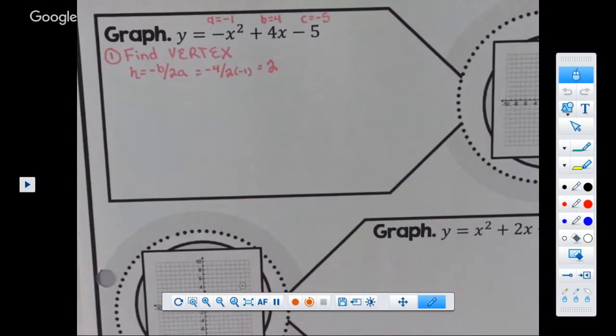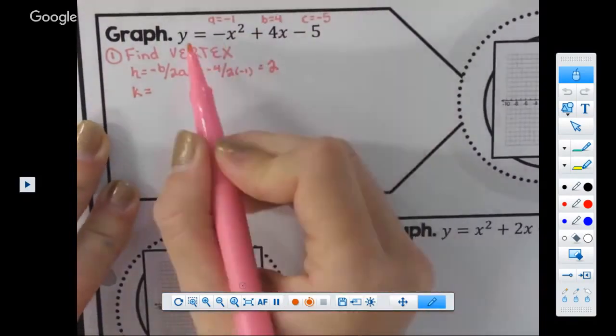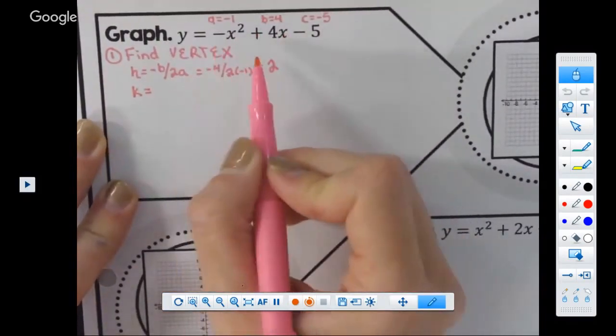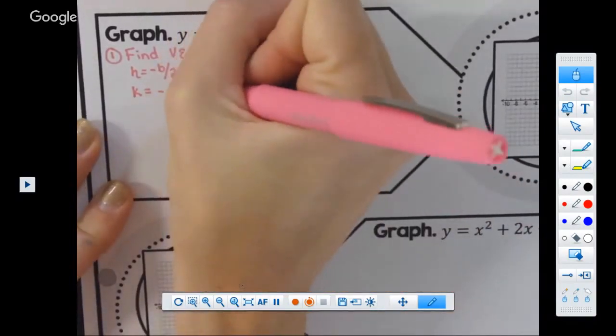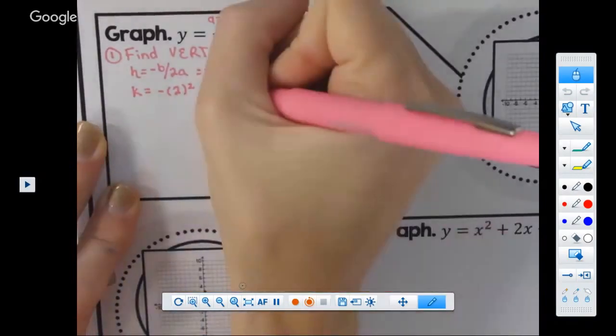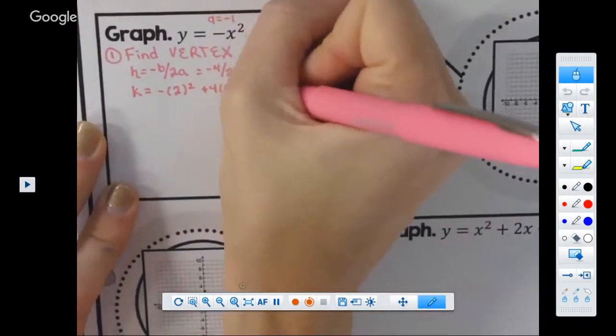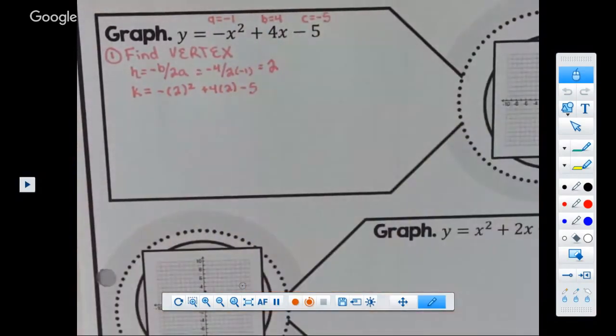Y'all remember how we then find the second half of the vertex? We just plug it in. So to find K, plug it in for all the X values of the given function. So I'm going to say, okay, we have negative 2 squared plus 4 times 2 minus 5. And I think we talked about the difference when you plug in a negative number, you put the negative in parentheses, right? But when there's a negative on the outside, you're going to leave that negative on the outside.